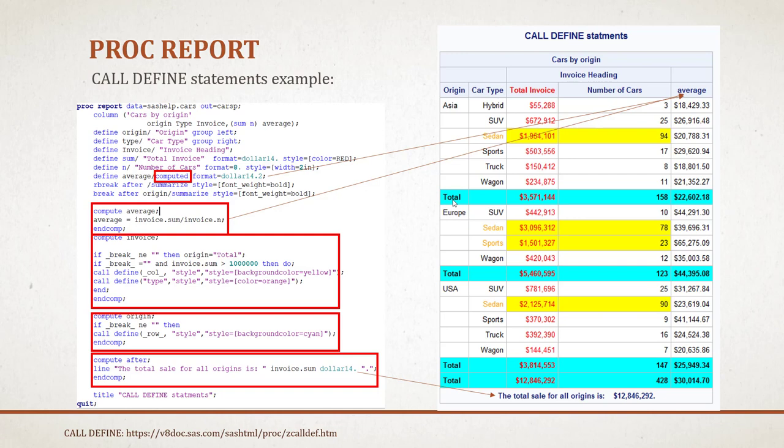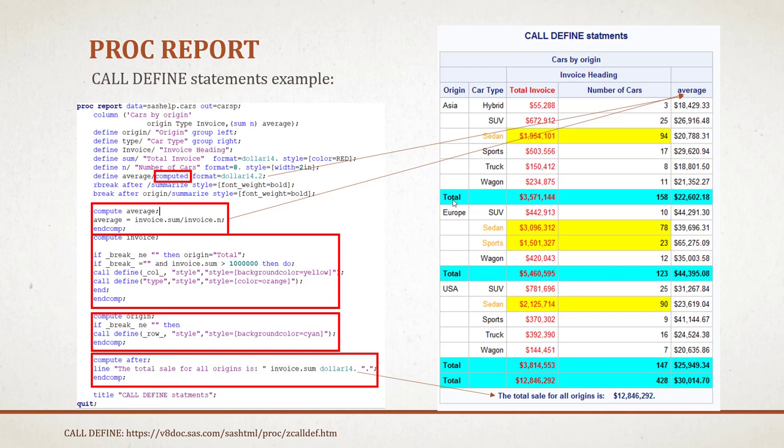In this example, I'd like to introduce computed variables and the call define statement. If we would like to add a variable to the report, which can be computed, in the define statement we need to list it with the computed option. Then we use a compute block to specify how this variable will be calculated. In this example, we calculated average invoice using total invoice divided by number of cars in the first compute block. The call define statement is often used to write report definitions. The required arguments for a call define statement are column ID, attribute name, and value.